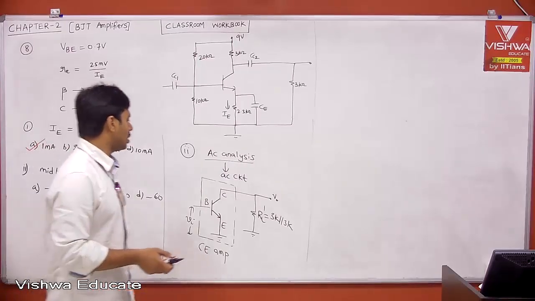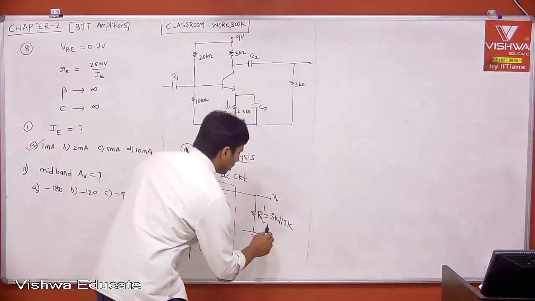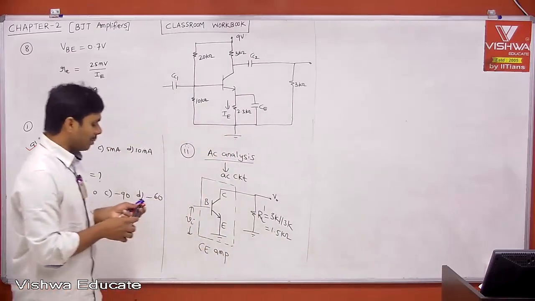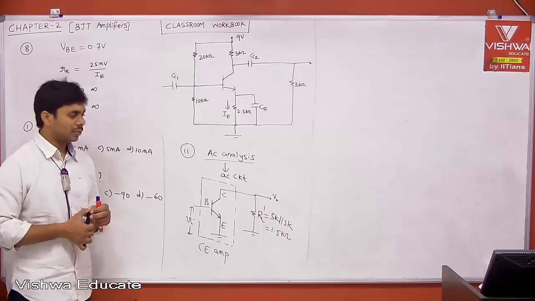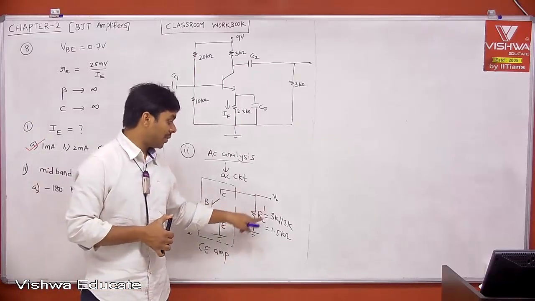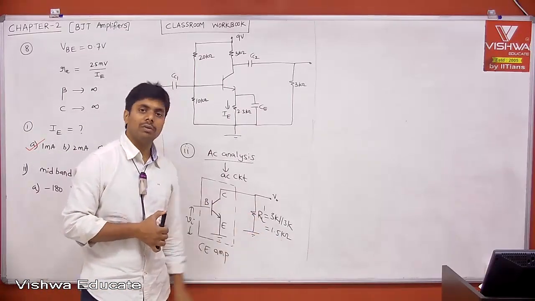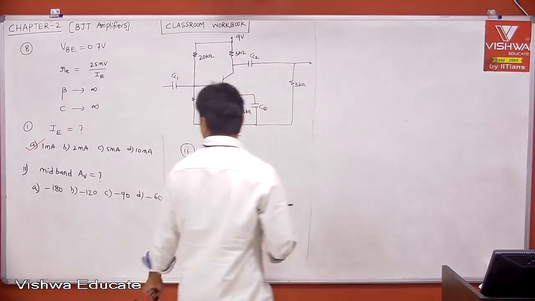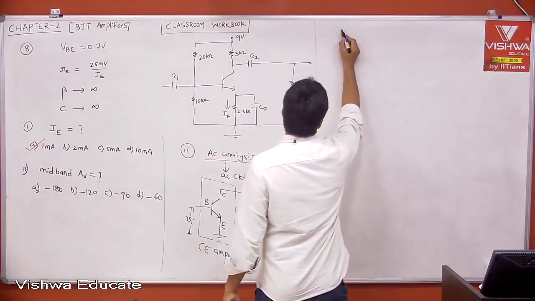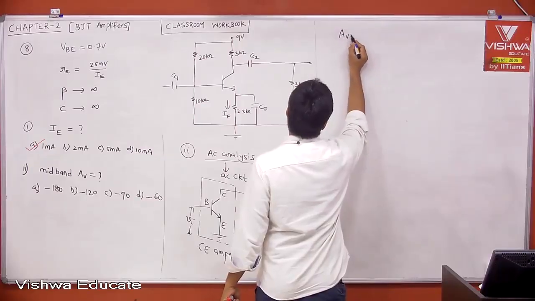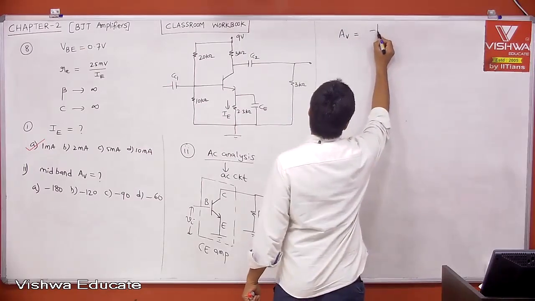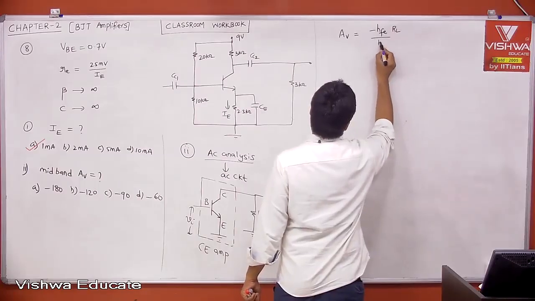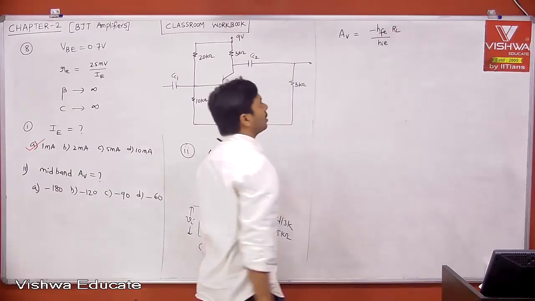Therefore, now tell me, what is 3K in parallel to 3K? 1.5 kilo ohm. Common emitter amplifier. Can I go for the simplified model? Obviously. What is the load value? Effective load value? Less than or equal to 4K. Therefore, we can go for the simplified model. Then what is the voltage gain? Mid-band voltage gain. Whatever we got, that is the mid-band voltage gain, right? AV is equal to minus HFE into RL divided by HIE. This is the voltage gain.